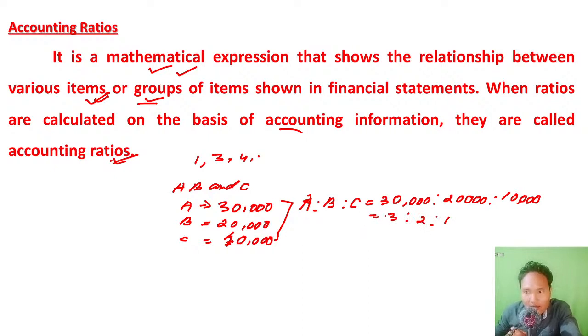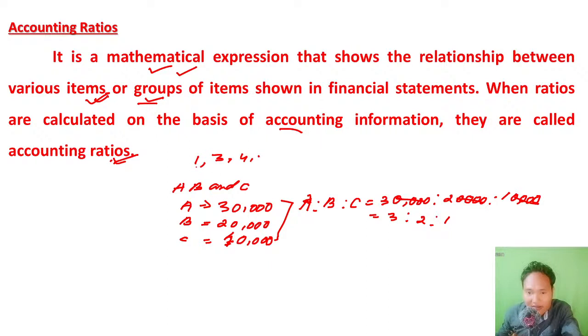Remember, in ratio analysis, you always have to express the numerical value in the lowest form. It means let us reduce the 4 zeros from each proportion. Therefore, the final ratio of capital contributions between A, B and C is 3 is to 2 is to 1. This is called the mathematical expression of relationship in the form of ratio.